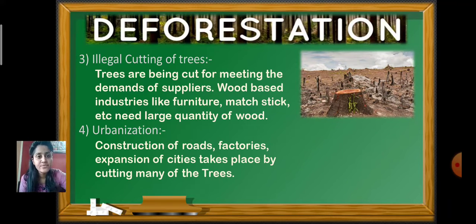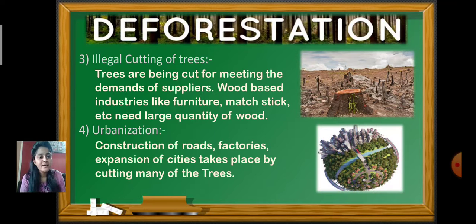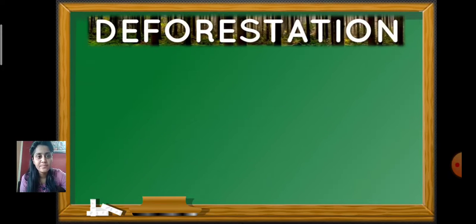This causes deforestation. Have you ever seen the picture of our earth? It's green, na? Greenery represents trees, plants. Now see this picture. What can you see? Roads, buildings, factories. This is causing deforestation.